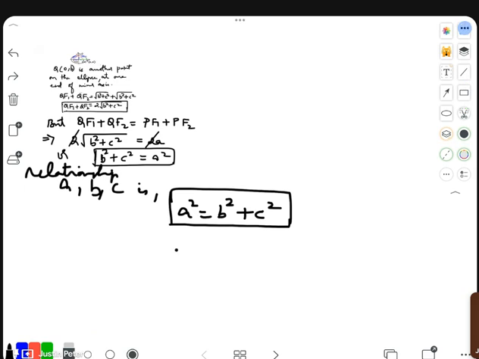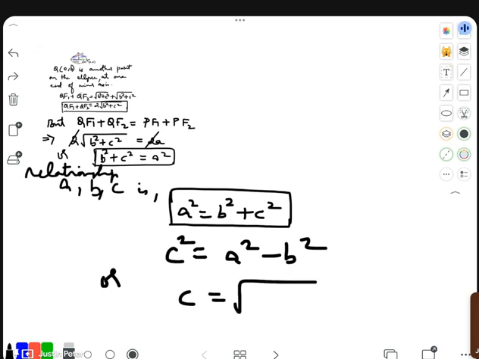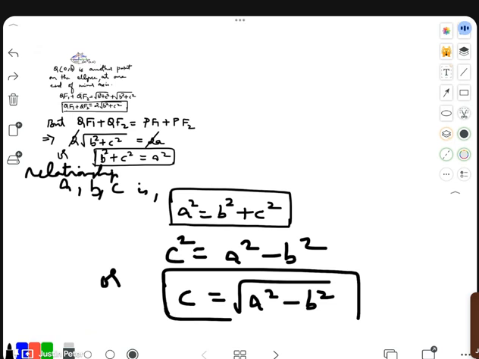So if you want C from this, what will be the value of C here? C square would be, keep A square on one side, minus B square. So C will be root of A square minus B square. So these are all the relationships that we must be knowing.